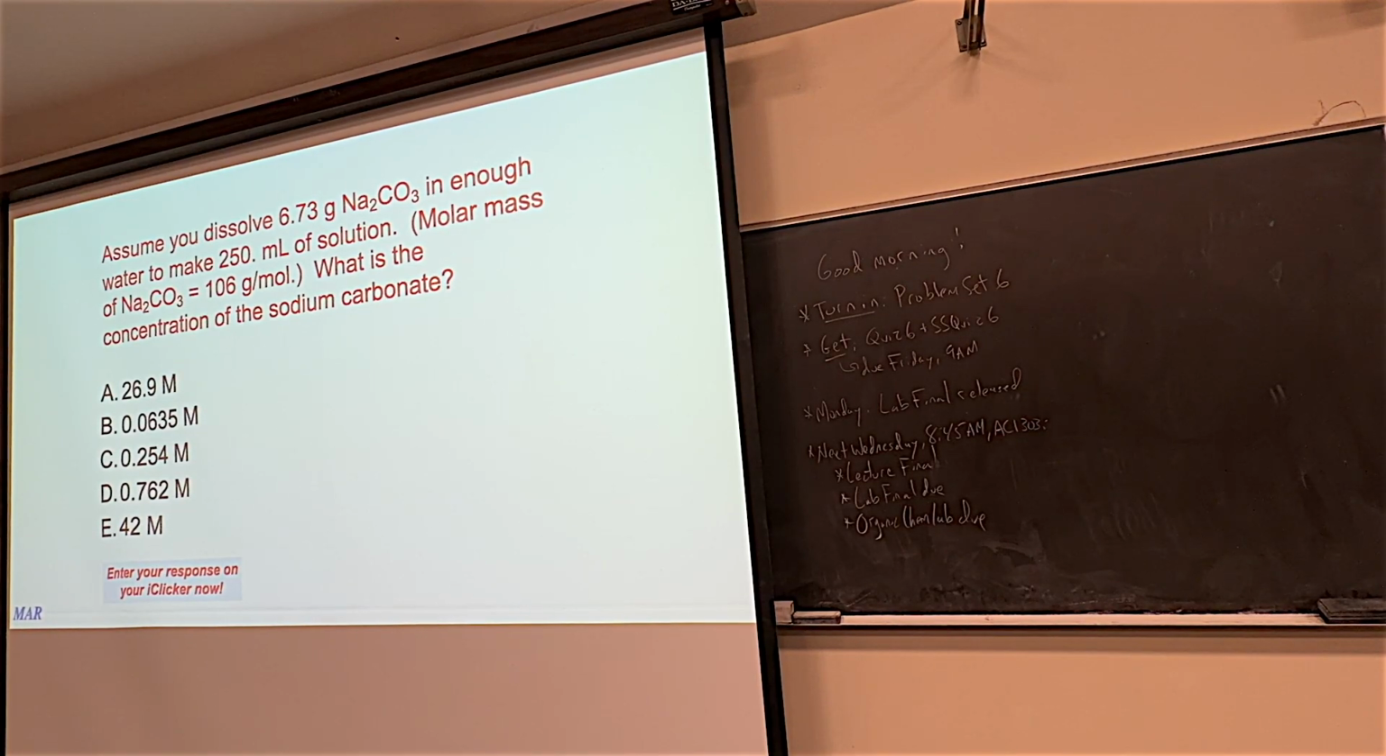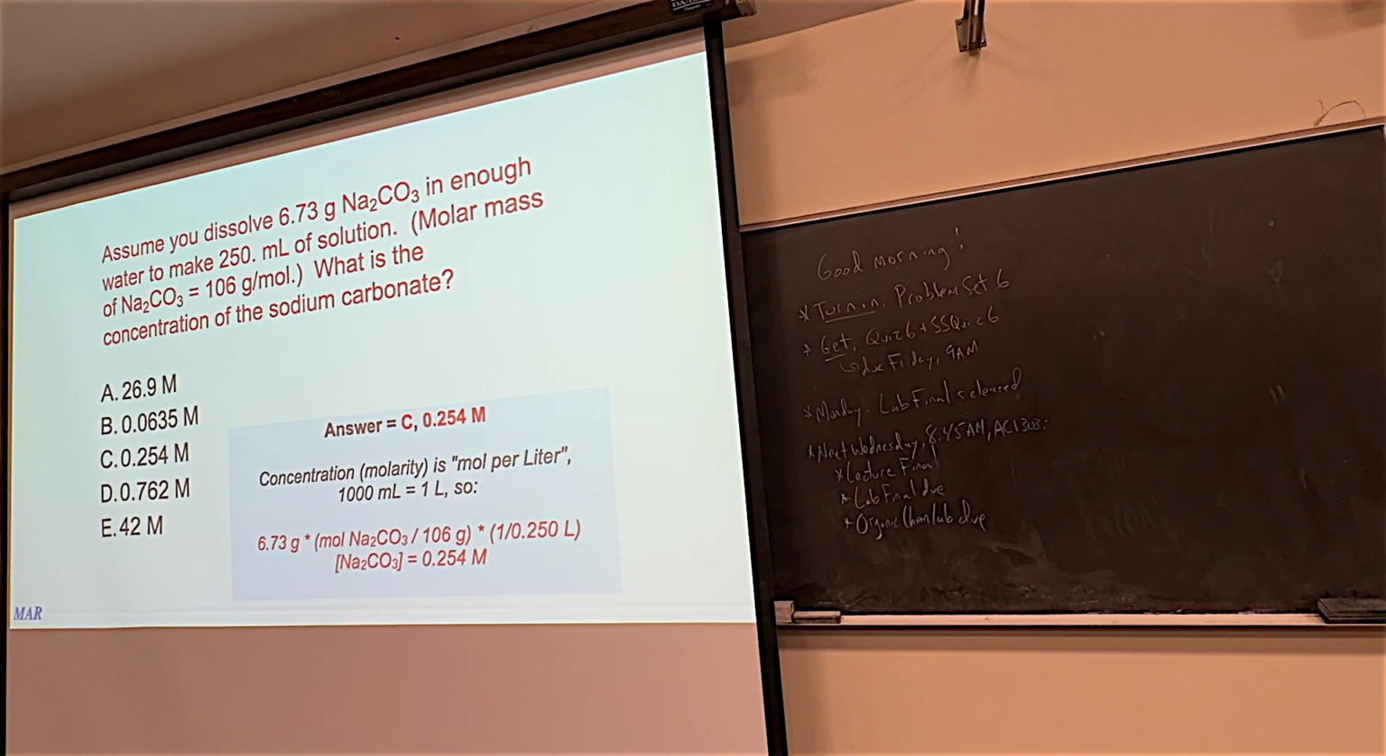All right. So big M stands for moles over liters, okay? So in this problem, what you need to do is take the grams of sodium carbonate, divide it by the molar mass. So grams divided by grams per mole will give you moles, the top part. And the bottom part, you need to turn the milliliters into liters. How many milliliters in a liter? 1,000, thank you. So 250 divided by 1,000 will give you the liters.